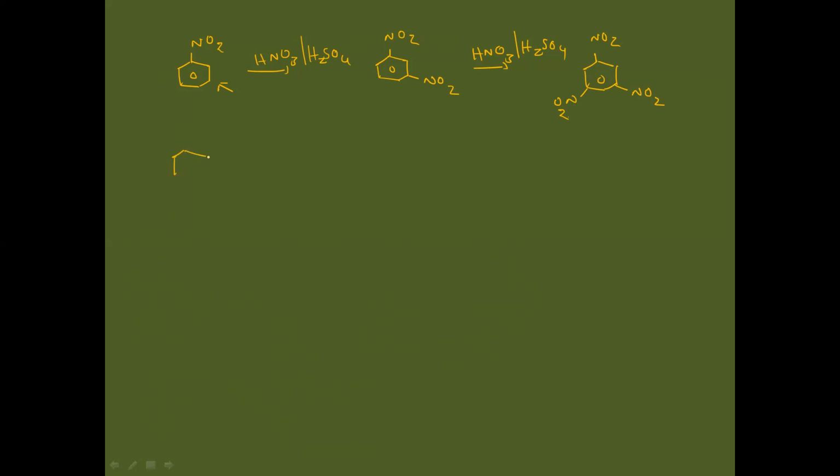For example, if I have a CHO group, which is an example of an electron withdrawing group, and you do nitration, the substitution will take place meta to CHO like this. So what you have to remember is, if it is an electron releasing group, the substitution will be at the ortho and para positions. If it is an electron withdrawing group, the substitution is at the meta position.